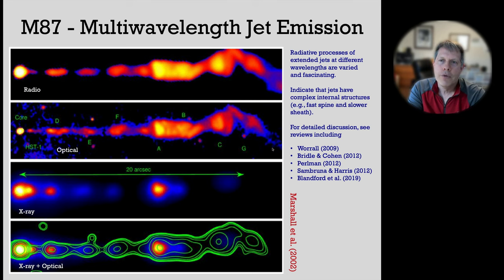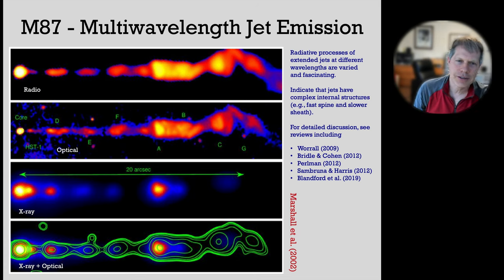For example, the multi-wavelength constraints indicate that jets have complex internal structures. They likely have a fast central spine and then a slower sheath surrounding the spine. So jets have interesting internal morphology, or structure, that can be constrained with the multi-wavelength data. I'm not going to go through all the details of the radiative processes of extended jets at all the different wavelengths. That could take an entire lecture on its own. But if you'd like to see some more detailed discussion of that, I refer you to these nice review articles where you can read more about the various radiative processes at the different wavelengths.